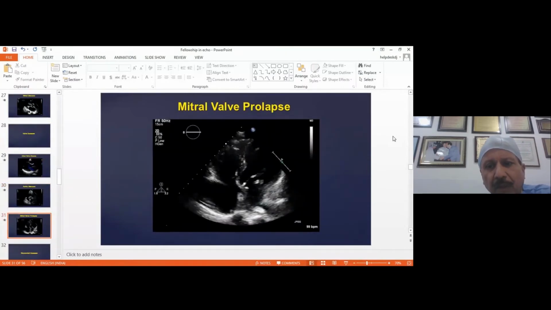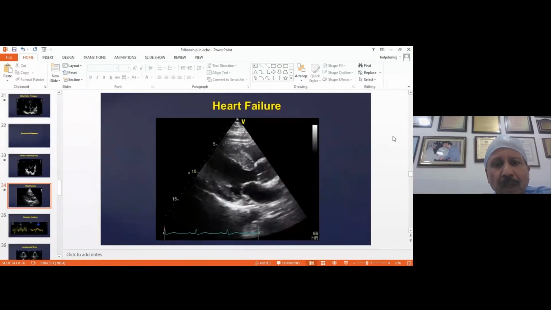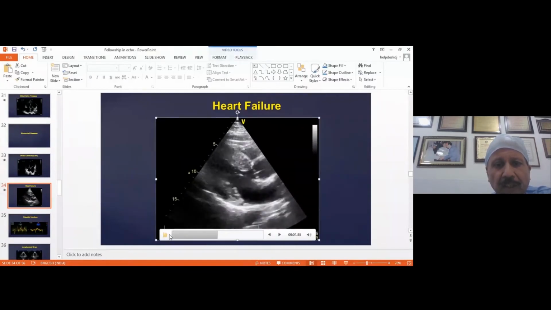Here is an example of mitral valve prolapse. Again, an important thing we have is dilated cardiomyopathy. A young lady gives birth to a child and has dyspnea on exertion. The obstetrician calls you. By the echo, you can diagnose dilated cardiomyopathy. Heart failure, again, very important. You can diagnose heart failure.